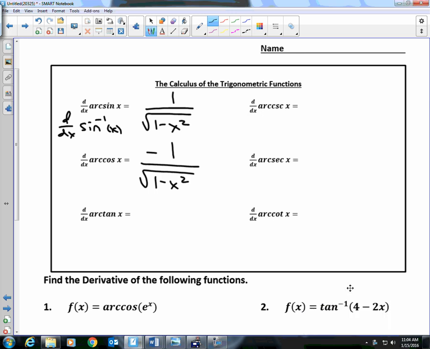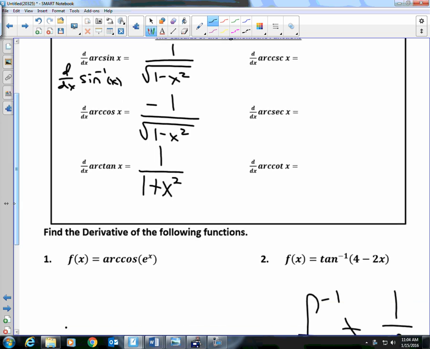Okay, so there's our derivatives for arc sine and arc cosine. Arc tangent is 1 over 1 plus x squared. So that's a little bit different than the other two, but probably the most user-friendly out of all of them. The derivative of arc cotangent is easy once you know the derivative of arc tan, and it's negative 1 over 1 plus x squared.